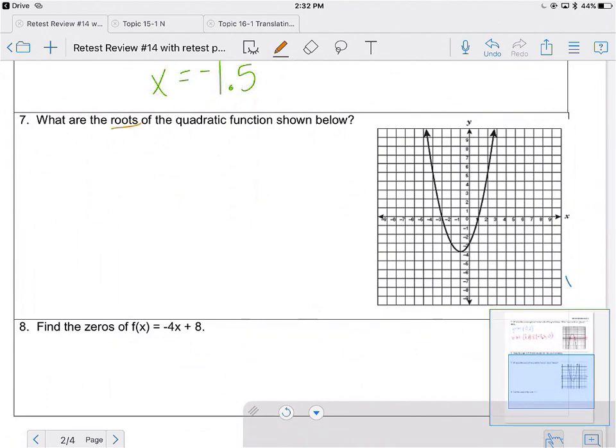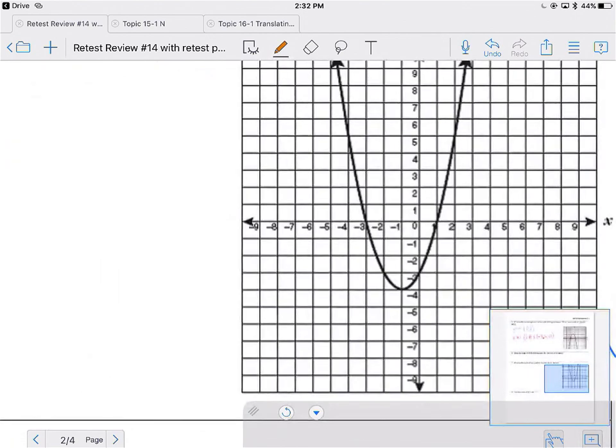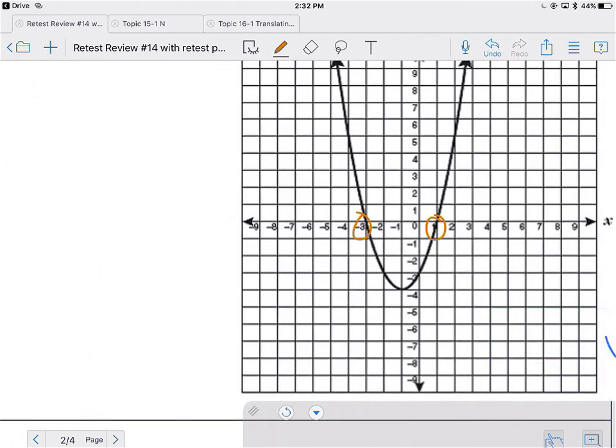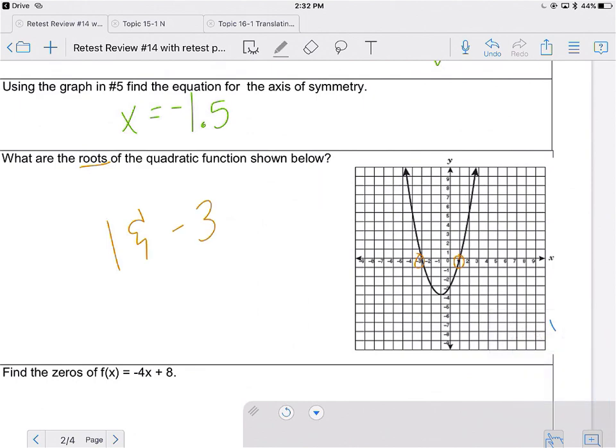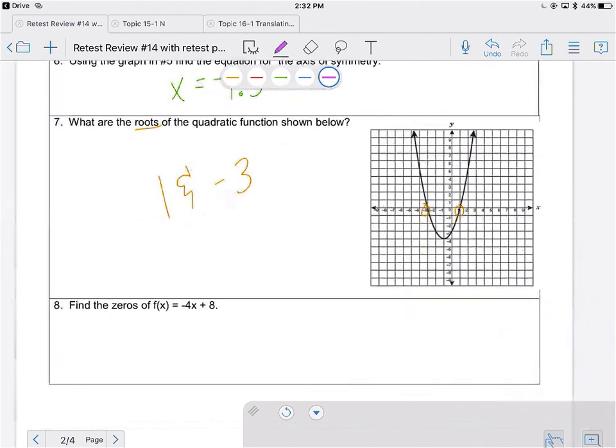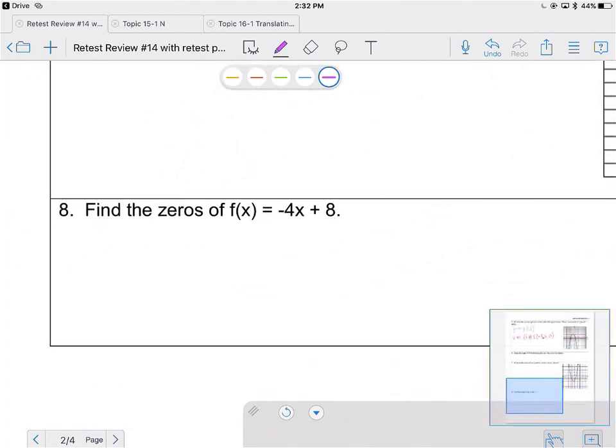Problem 7 asks for the roots of the quadratic function. The roots are where it crosses the x-axis, so it crosses at 1 and negative 3. This does not ask me to write it as an ordered pair, so I could probably just get away with writing them as numbers. 8 asked me to find the zeros.